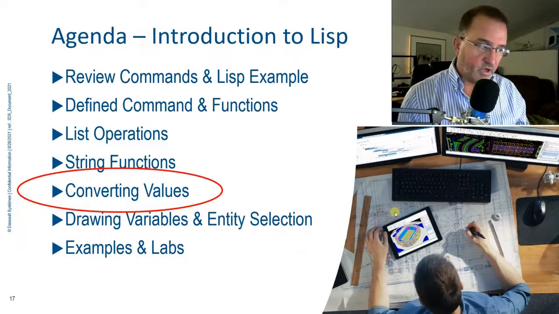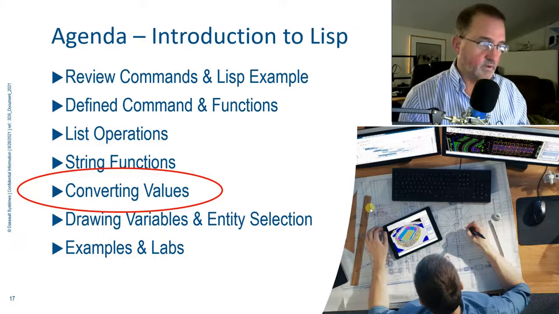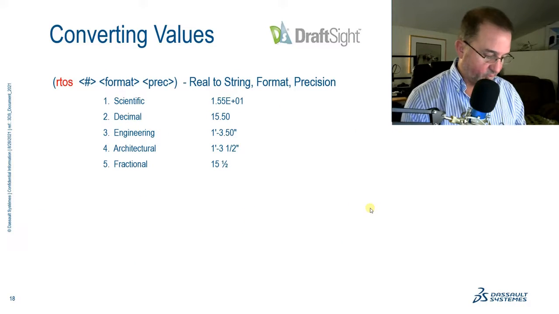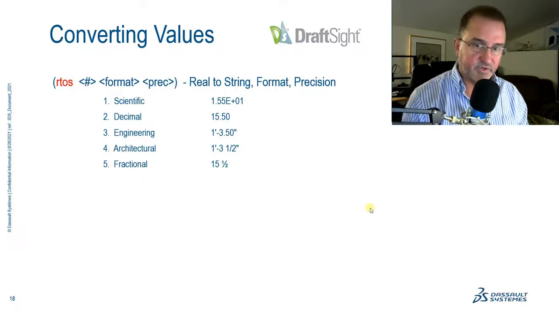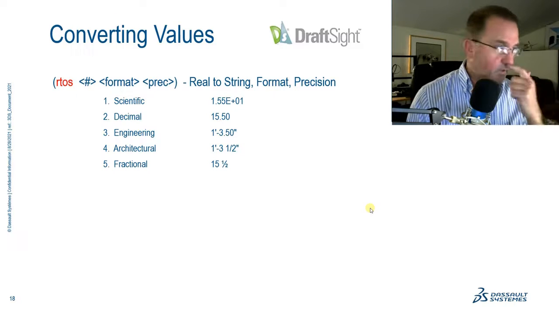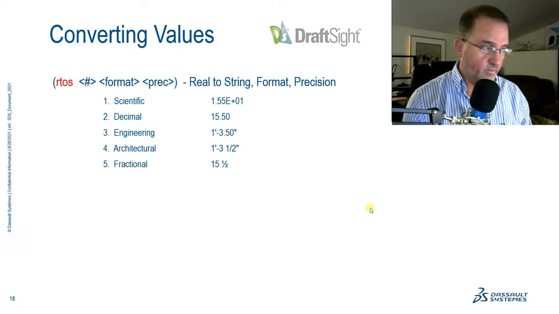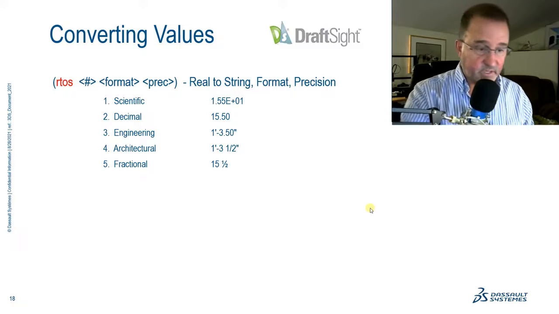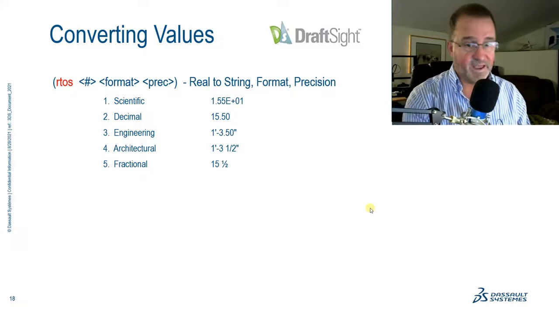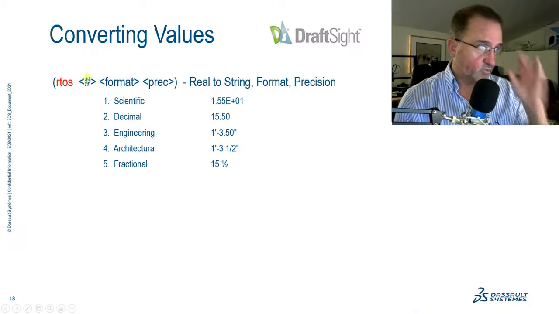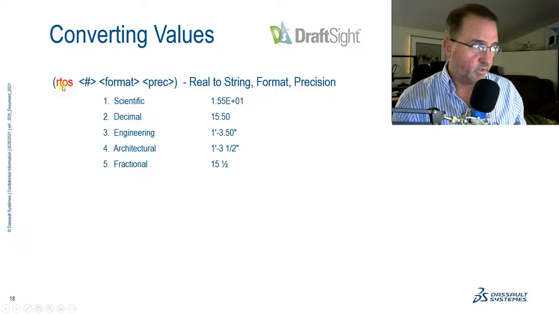So when we talk about converting values, I think I mentioned this before. We have integers, we have real numbers, and we have strings. How do we convert between those? Now, the one that you're going to use quite often is if I have a real number and I want to present it, either I want to put it in a database or I want to present it as a value, I have to convert it to a string. And so the function we use for that is called real to string, RTOS. Real to string, easy to remember, real to string.